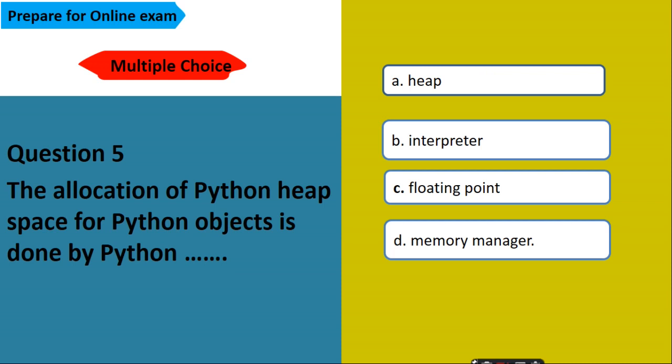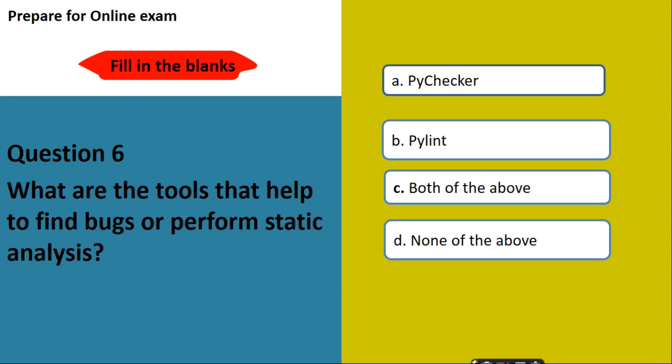The allocation of Python heap space for Python objects is done by Python. Options are A, heap, B, interpreter, C, floating point, D, memory manager. And the correct answer is D, memory manager. The allocation of Python heap space for Python objects is done by the Python memory manager.